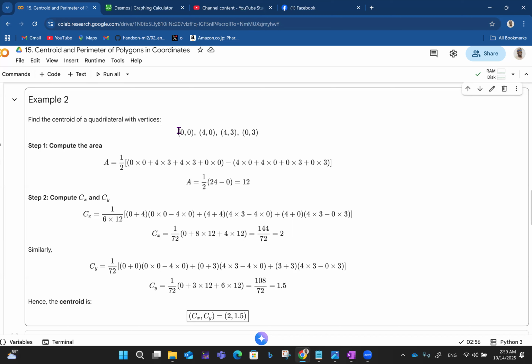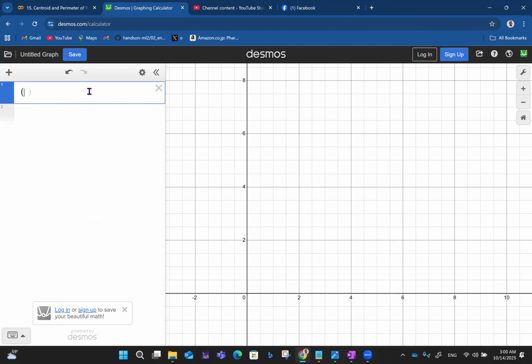This looks a bit close to what we did when we did the triangle, except that we have an extra point 0, 3 to make it into a quadrilateral, which is most likely a square in this case. So 0, 0, 4, 0, 4, 3, 0, 3. That's A, 0 comma 0. Then we have 4, 0.